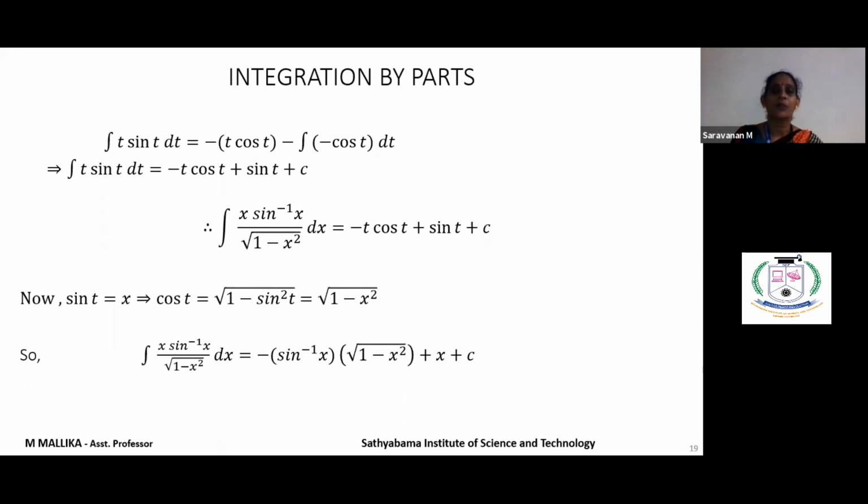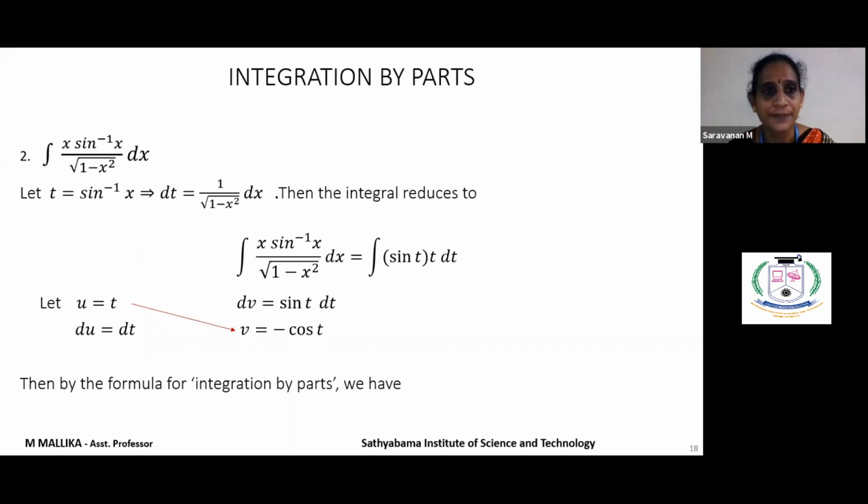Now you have one more thing which is known as Bernoulli's formula, which is nothing but the generalization of integration by parts. So what do you mean by generalization of integration by parts? If you're going to apply integration by parts more than once, that is known as Bernoulli's formula. And the formula goes like this.